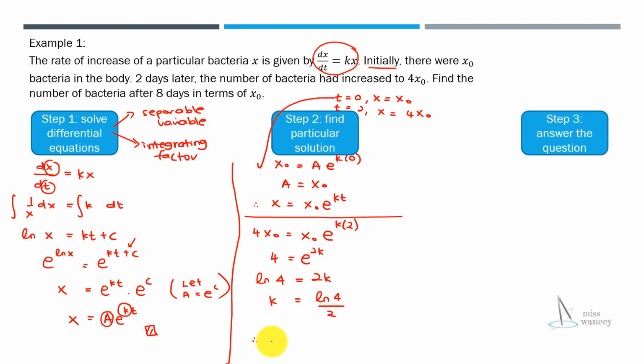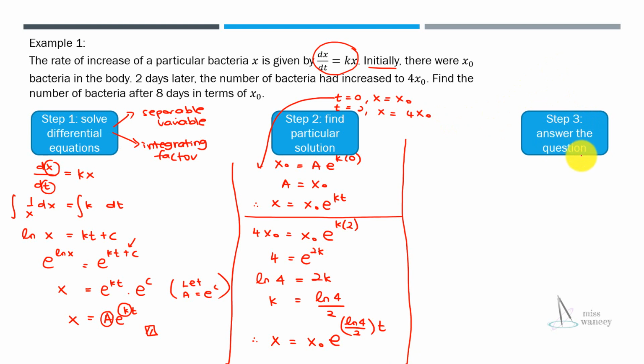So that means x is equal to x0 e to the power of ln 4 over 2 t. Of course, if you want to, you can use your calculator and find out the value in decimal form. But I prefer to leave them like this.